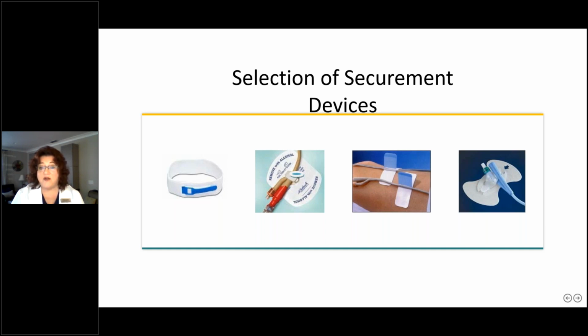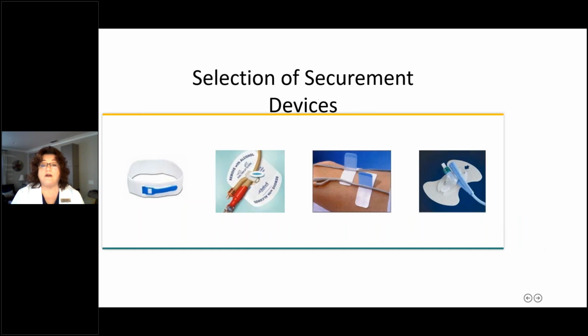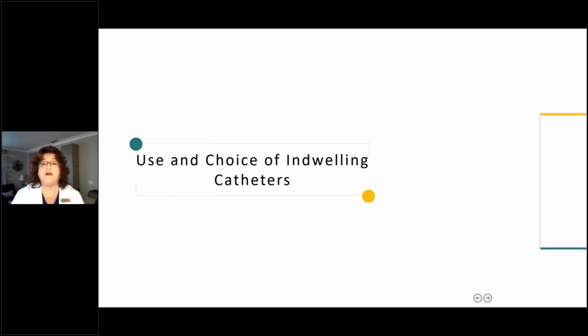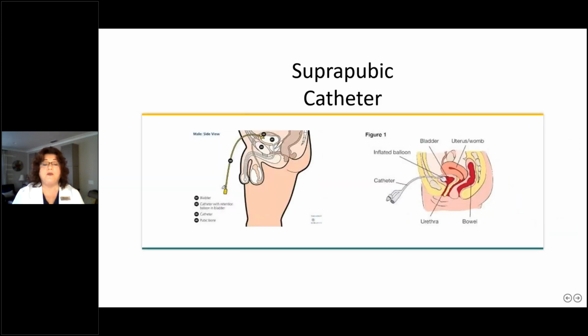So securement is very important. Most patients will tell you they have pain if it's not secured. So it's pretty important to do that. So, the use and choice of indwelling catheters. If you look at the suprapubic catheter here, and I'm going to use my little arrow here, you can see that this catheter goes through the skin and goes right down into the bladder. And then again, on the female, it's going to come right up and right into the bladder.